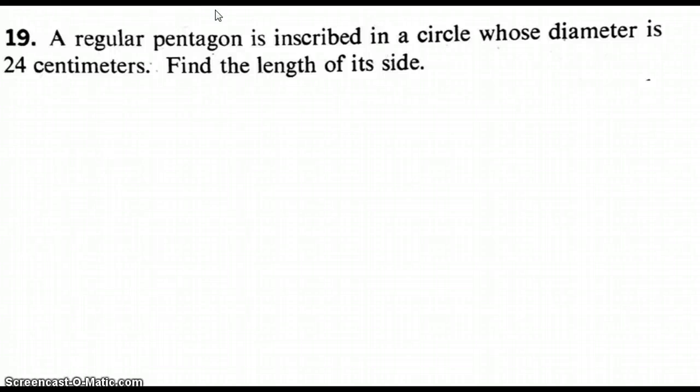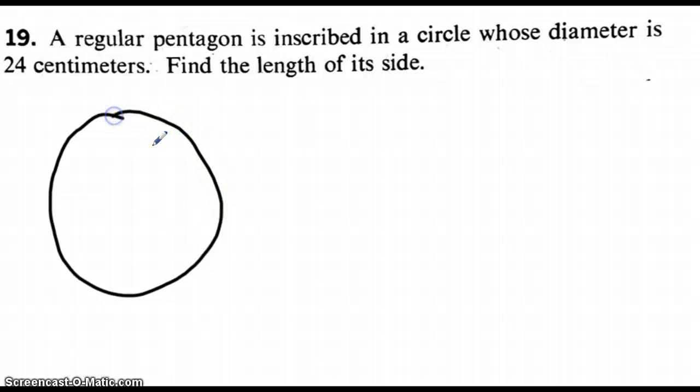Let's do some problems from page 137 in our book. Number 19: a regular pentagon is inscribed in a circle whose diameter is 24 centimeters. All right, let's draw a picture. Got a nice little circle. Diameter is 24 centimeters. That means our radius will be 12 centimeters.